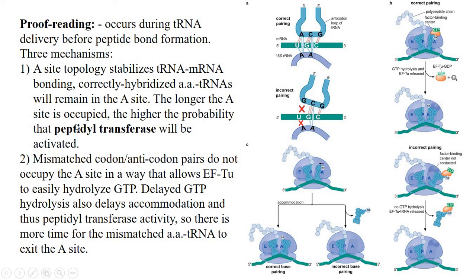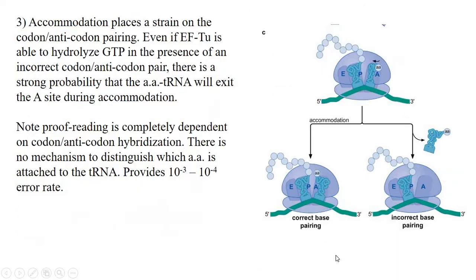Okay, so the second mechanism: mismatched codon-anticodon pairs do not occupy the A site in the same way. We just talked about this. This is the incorrect pairing. The delayed GTP hydrolysis also delays accommodation and peptidyl transferase activity, so there is more time for the mismatched tRNA to exit the A site. Third is accommodation. In this mechanism, accommodation is important for this amino acid to bind to the last amino acid of the existing chain.